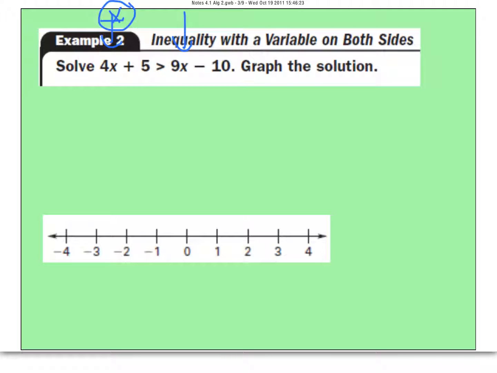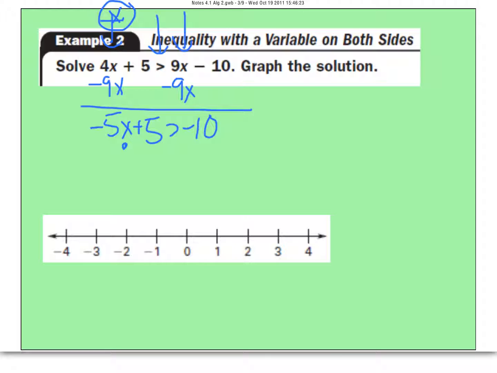So because of that, I'm going to move the 9x, so I have to minus 9x from both sides. Now, don't switch the inequality symbol because we're minusing. Minusing is fine. It's just multiplying and dividing by a negative. So it'll be negative 5x plus 5 is greater than negative 10. Okay, now to get x by itself, let's move the plus 5 as minus 5. Again, that minus is not going to make me flip the symbol.